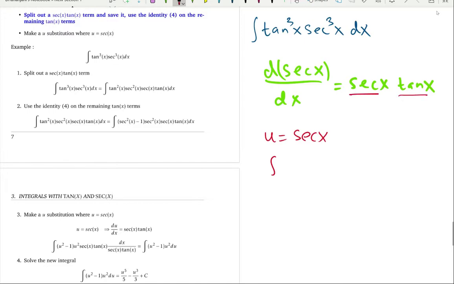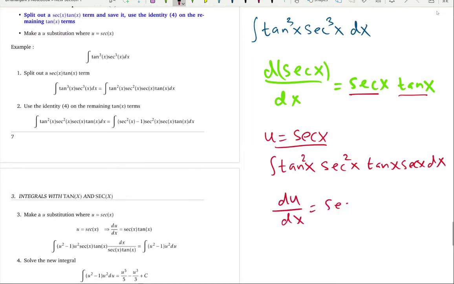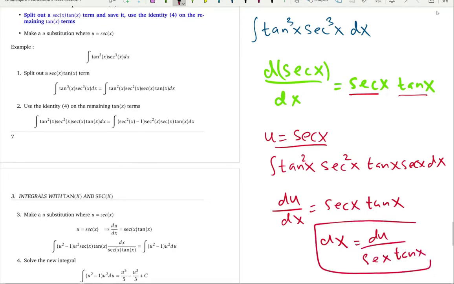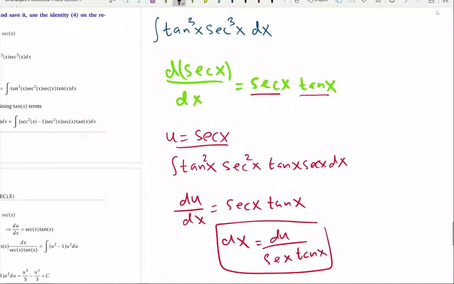See what happens. If I split a tangent term from tangent cube, which will become tangent square, and I split out a secant from a secant cube, which will become secant square, then I split out tangent and secant, right? And then if my substitute u is secant, then the derivative of secant is secant x tangent x. We already know this. dx is then du over secant x tangent x, right? Okay, so let's do the integration by substitution.